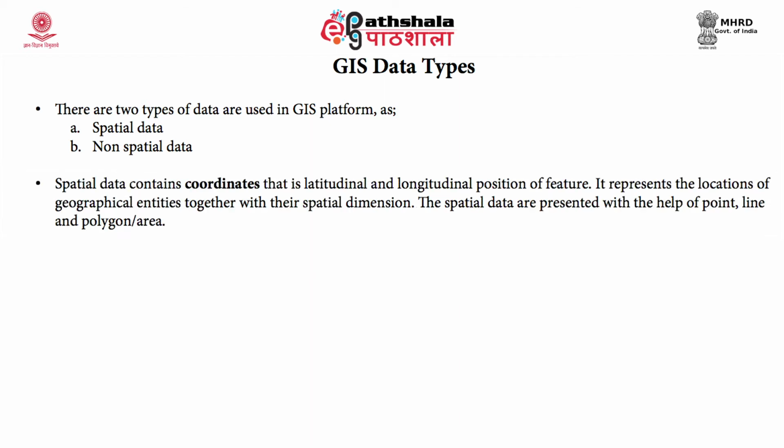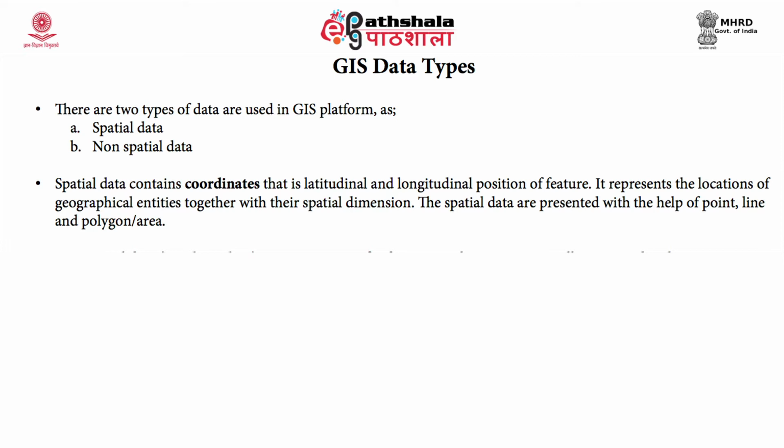Spatial data contains coordinates, that is, the latitudinal and longitudinal position of features. It represents the location of geographic entities together with their spatial dimensions. The spatial data are represented with the help of point, line, and polygon features.